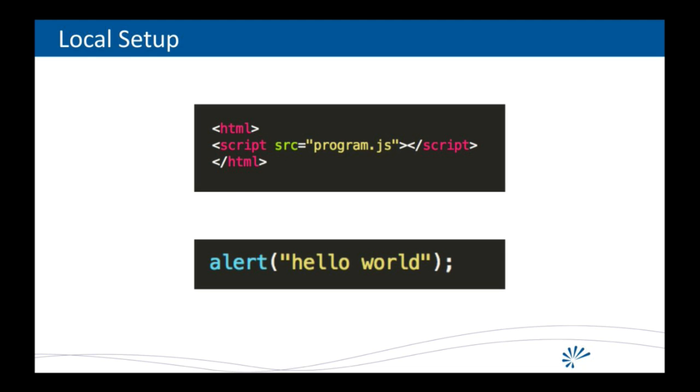So you can either create a file, save it as program.html, and then create a JS file in the same directory called program.js. If you open your HTML file, you should get an alert. And if you're in JS Fiddle, you just have to type alert hello world.